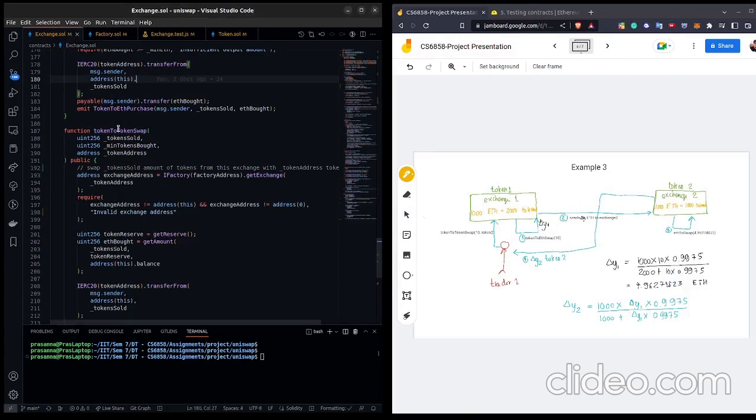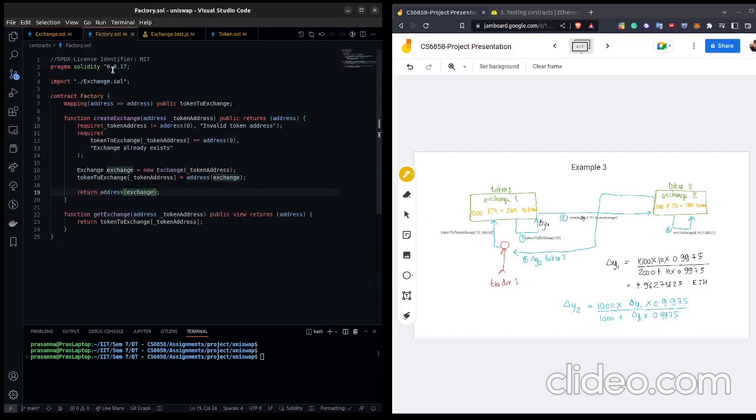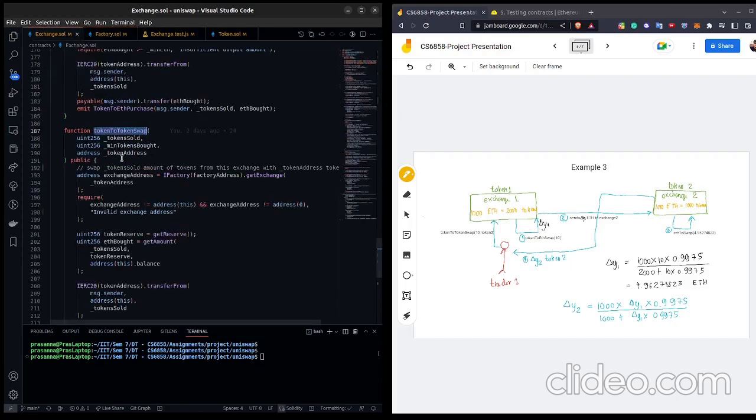Now we'll look at how token to token swap is implemented. We had seen earlier that one exchange lists only one token for trading. So we create a new contract factory that has a mapping from the exchange to the token that is traded on that exchange. We'll understand how token to token swap works using an example. Here the trader wants to swap 10 token 1s for token 2s that are traded on exchange 1 and exchange 2 respectively. These are the states of the liquidity pools.